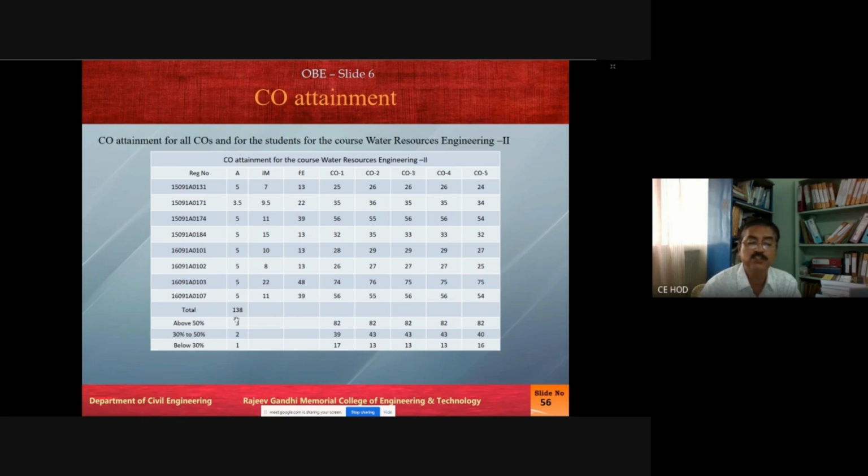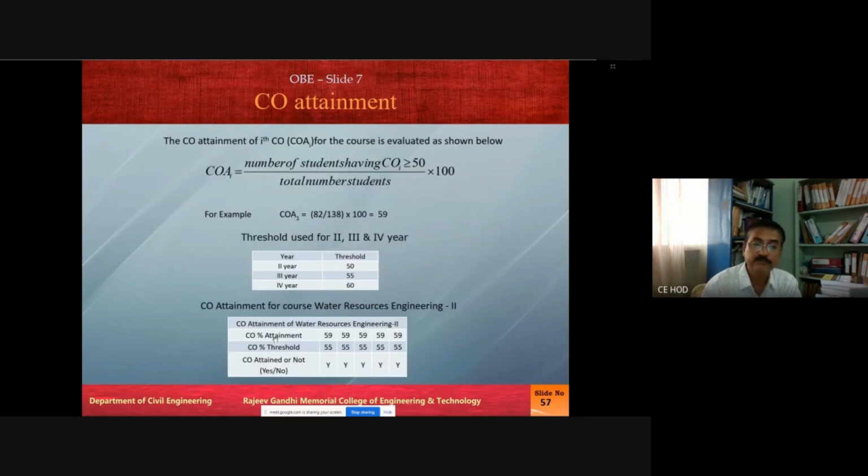So totally 138 students are there in water resource engineering 2, third year. Here I am showing how many students got 50% attainment: 82 students for CO1. Between 30 to 50, 39 students. Below 30, 17 students. I have given weightages like this: 50% attainment or above is weightage 3, 30 to 50 is 2, and below 30 it is 1. Now, CO attainment is evaluated as the number of students having CO attainment greater than or equal to 50 divided by the total number of students into 100.